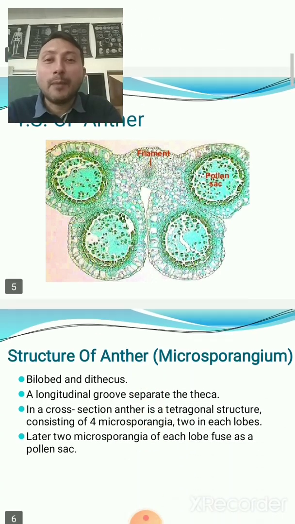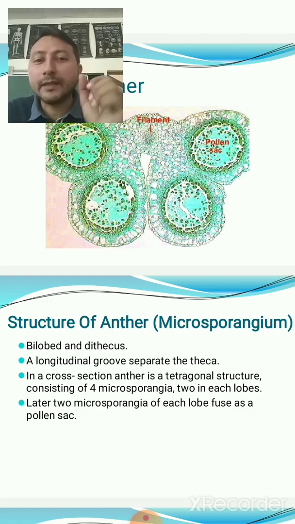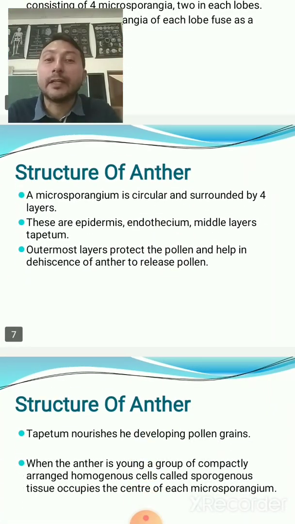So when I am talking about the structure of this anther, it is bilobed and dithecous. You see, it is bilobed and dithecous. A longitudinal groove separates the theca, where there is a wall which is called theca. And in the cross section of the anther, you see a tetragonal structure; they are called microsporangia. Inside these microsporangia, microspores will develop, or we can say the pollen grains will develop.